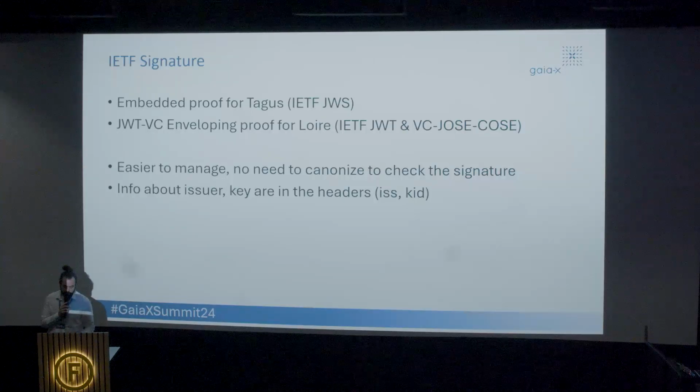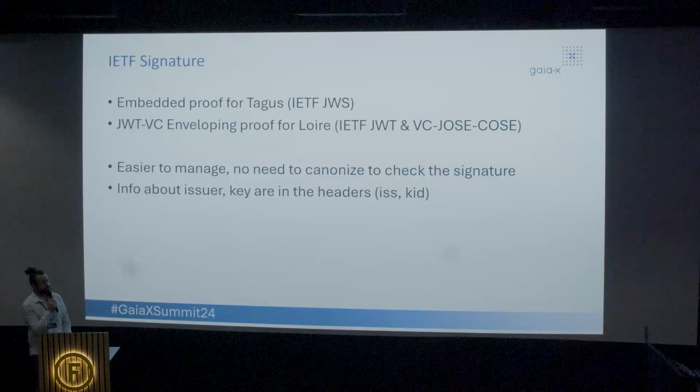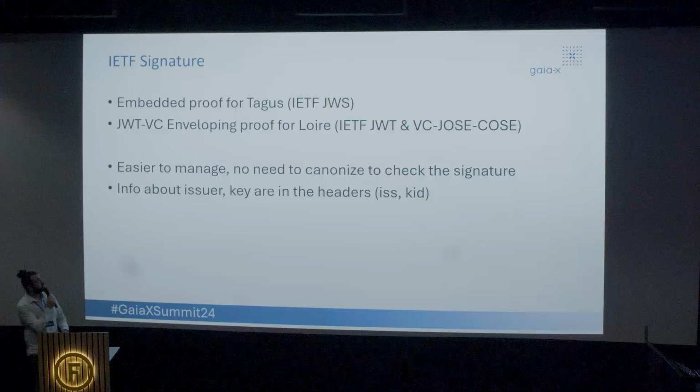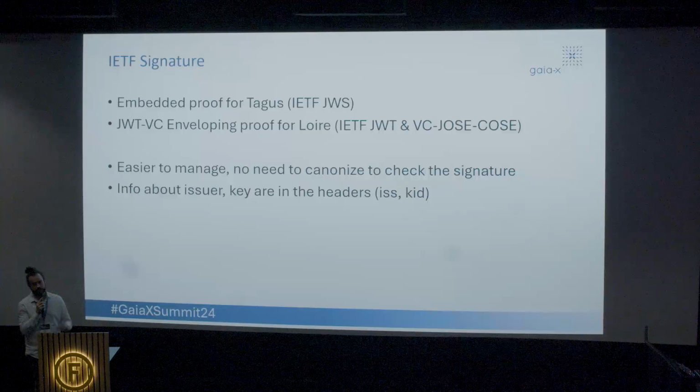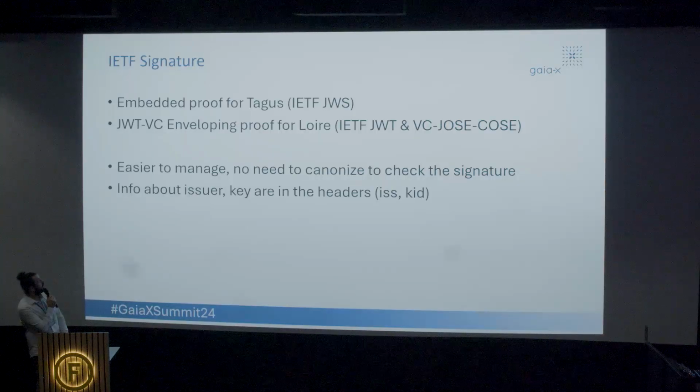Regarding signature, we are using the IETF specifications regarding JSON Web Signature, JSON Web Token, and everything. So for Tagus, we were using this notion of embedded proof, meaning that your VC was containing a proof inside. So when you wanted to sign something, you were creating your VC, you were putting a few fields in your proof, then you were hashing, canonizing the whole JSON, and then signing it, and then you were putting your proof inside the VC. To say the least, it was cumbersome and very prone to error.